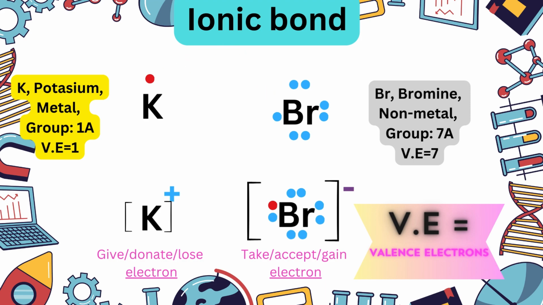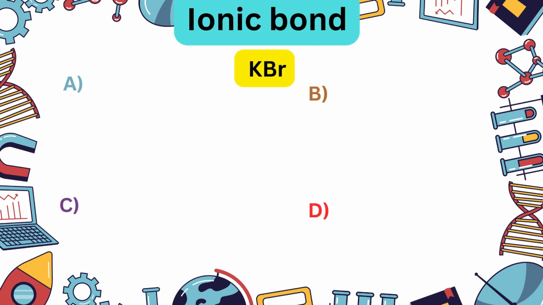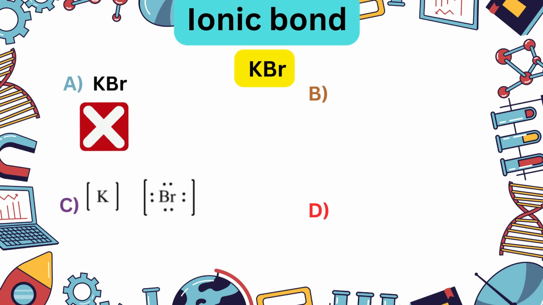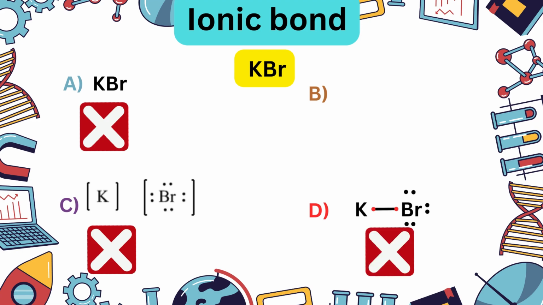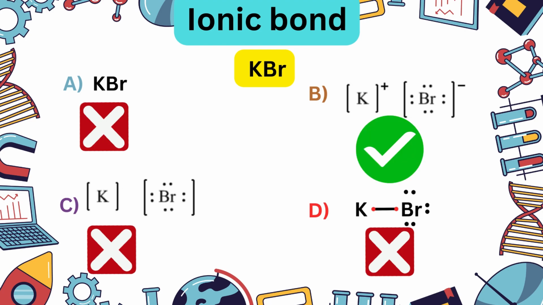If you see the options, option A is the formula, not the Lewis structure, so this option is wrong. Option C is a Lewis structure but without charges, making this option wrong. If you see option D, the electron is not transferred, rather it is shared between K and Br, making it covalent, which is wrong. The remaining option is B, and that is the correct answer.